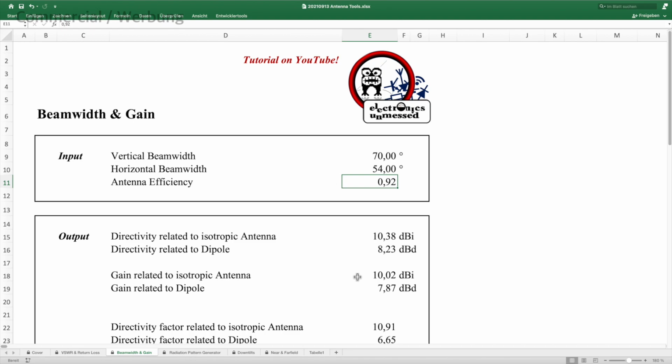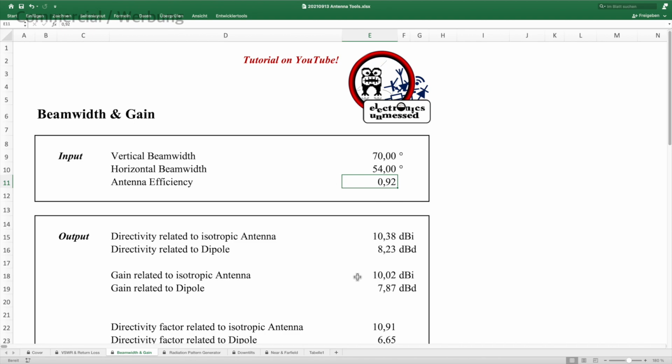The difference between directivity and gain becomes clear now. Because of the efficiency, gain is always lower than directivity. The antenna gain is usually the important parameter in practice if you want to calculate the effective radiated power.